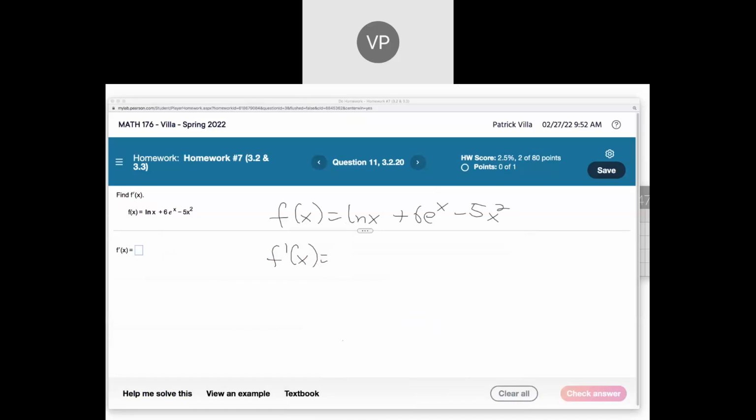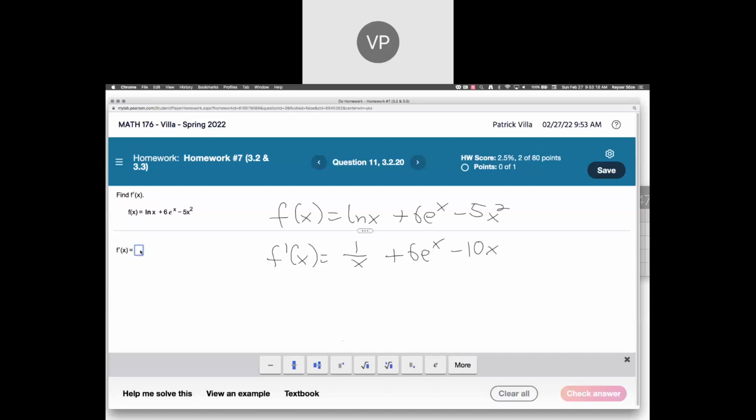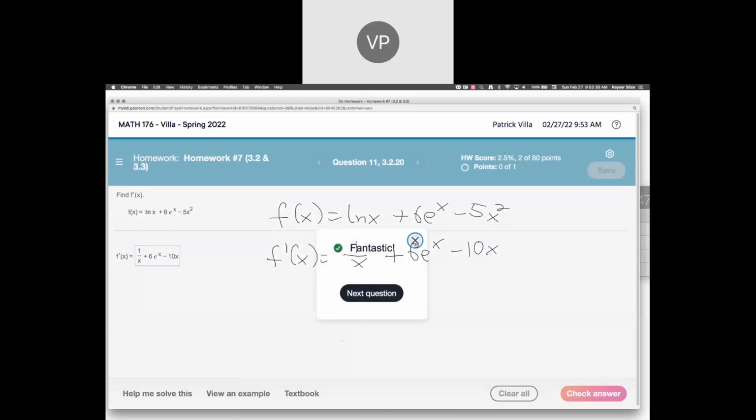So you treat this like 3 individual problems. That's the derivative of natural log of x. This is the derivative of 6e to the x. Basically, it's a copy of itself. And the last one, bring the 2 out front, so 5 times 2 is 10. Drop the power from 2 down to 1, and that is it. That's all we have to plug in here on this problem. So I'll type the 1 over x plus 6e to the x minus 10x, and there's our answer here.